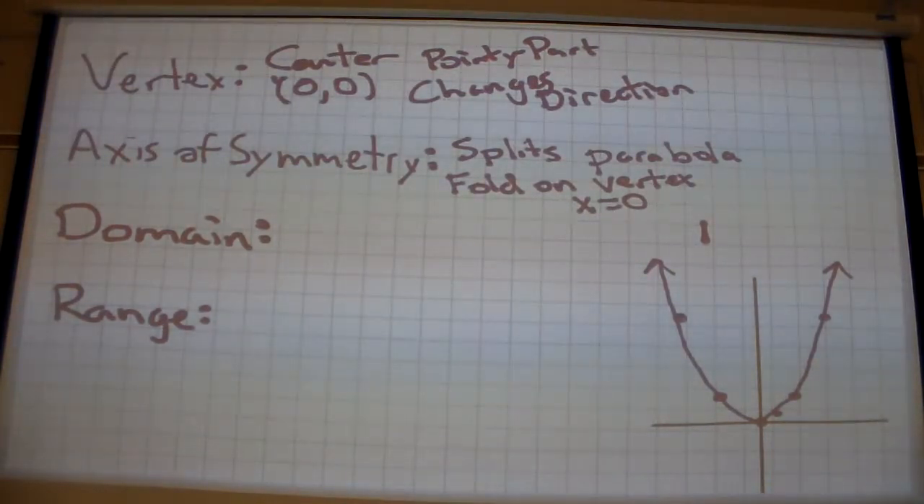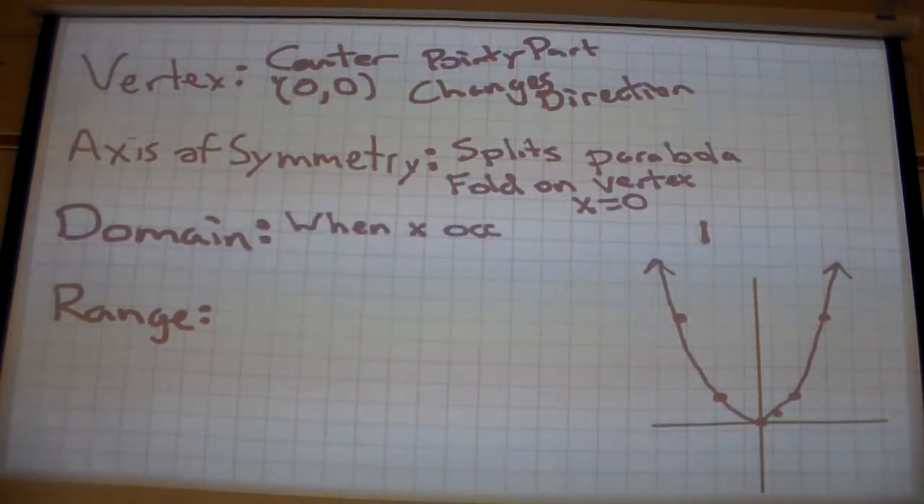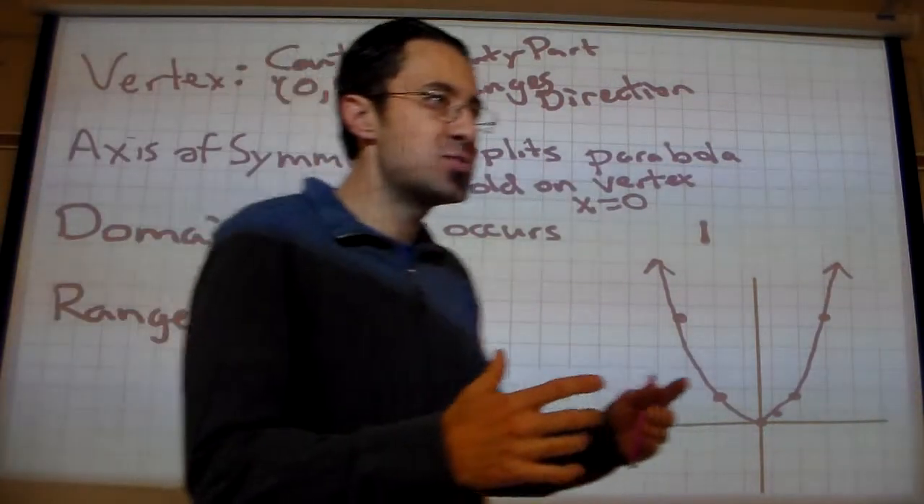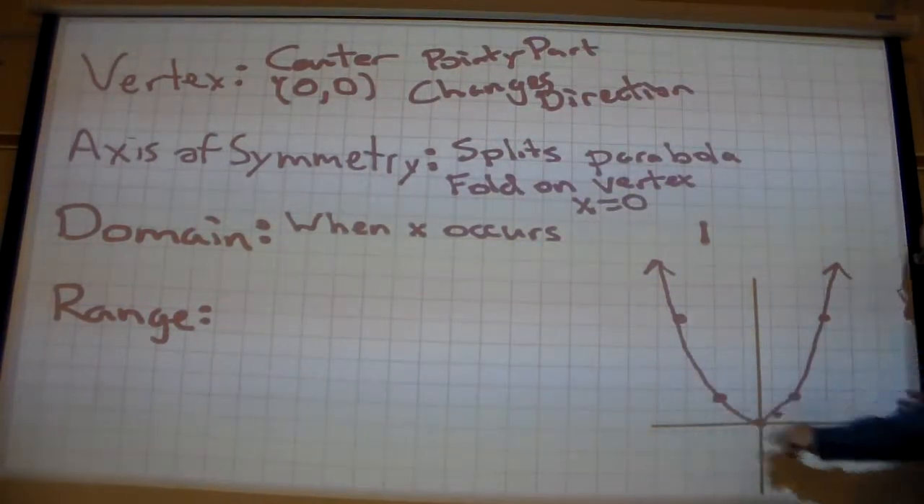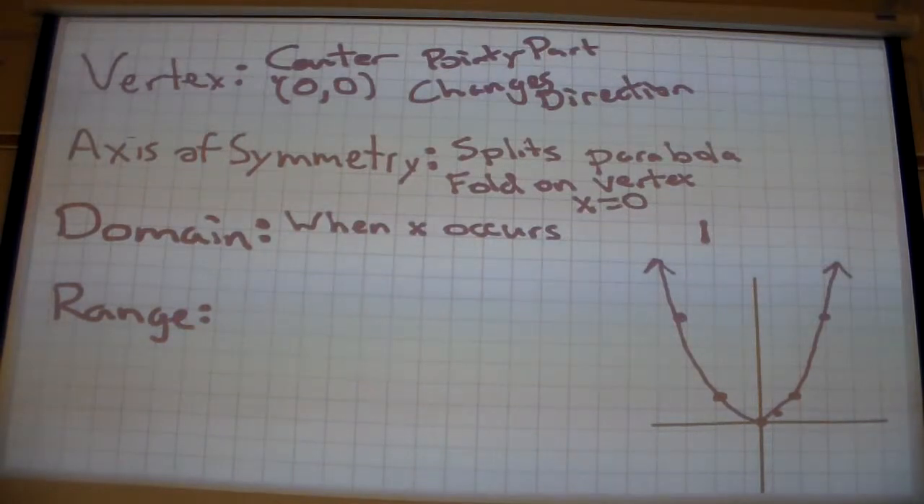Domain. Have you seen domain before with functions? Sounds familiar. It's going to be when x occurs. So what values of x work? What I like thinking in domain is not thinking of which ones do work, which ones don't work. Is there any number that I could not plug in to get x squared?